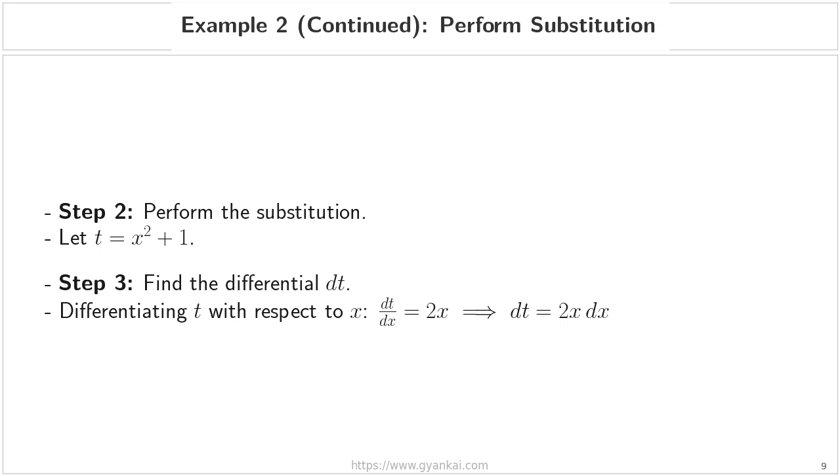So, we write that as dt divided by dx equals 2x, but we don't want just the rate of change, we want dt itself. To get that, we simply multiply both sides of the equation by dx. This gives us dt equals 2x dx. This is a crucial step. It tells us how a small change in t relates to a small change in x.